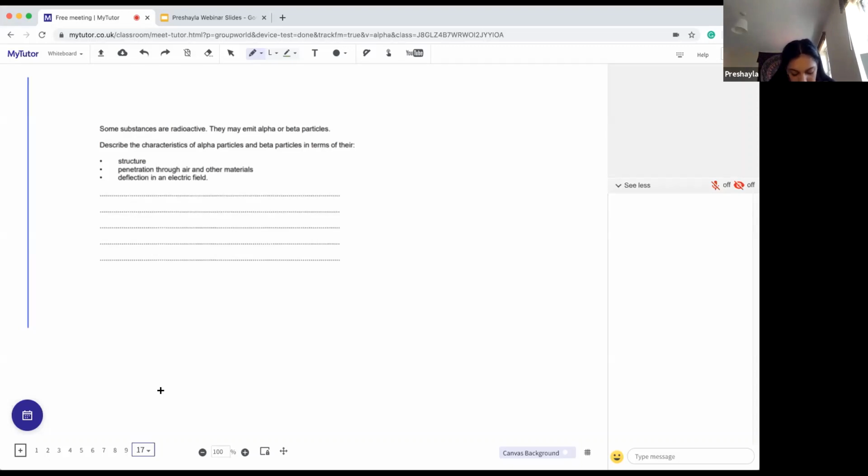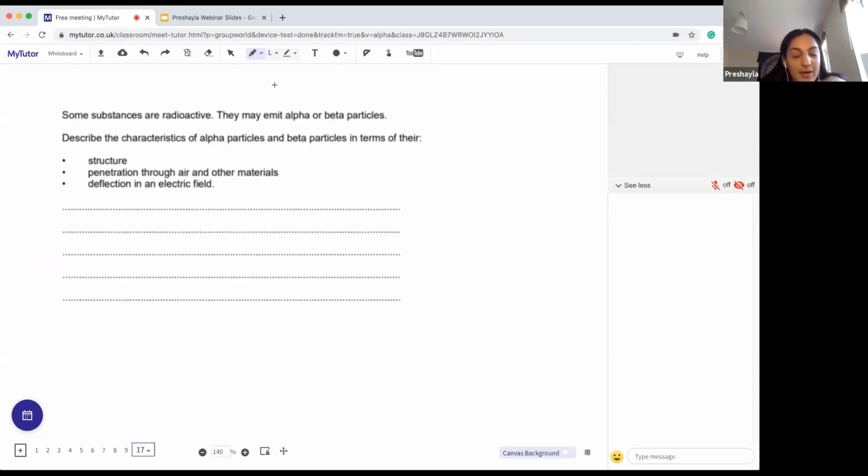I think that's all the questions. Let's quickly go through an exam question. So this is a typical exam question which comes up a lot, and it's a 6 marker. It says that some substances are radioactive. They may emit alpha or beta particles. Describe the characteristics of alpha particles and beta particles in terms of their structure, penetration through air and other materials, and deflection in an electric field. Don't worry too much about the third one, as we're going to cover that tomorrow.